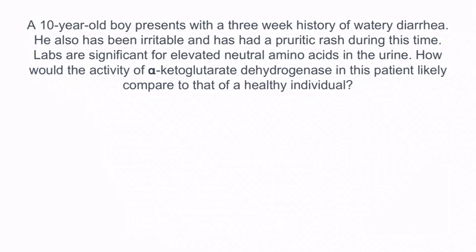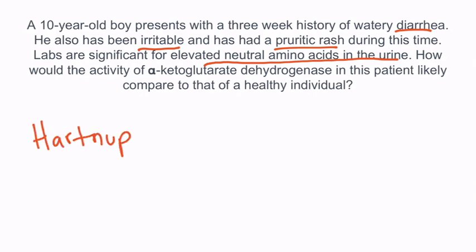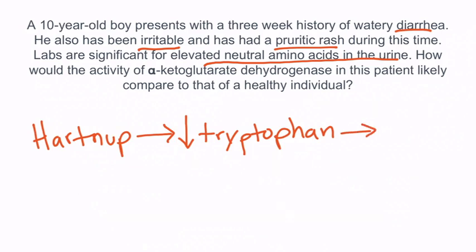From the question stem, hopefully you notice that this patient has symptoms consistent with pellagra, including diarrhea, dermatitis, and neurological changes which can sometimes be manifested as irritability. His labs show elevated neutral amino acids in the urine, suggestive of Hartnup disease. As we just discussed, Hartnup disease results in a decreased ability to absorb tryptophan. Because tryptophan is a precursor for niacin, this patient has developed a niacin deficiency. So Hartnup disease results in decreased tryptophan, which results in decreased niacin, which causes pellagra.